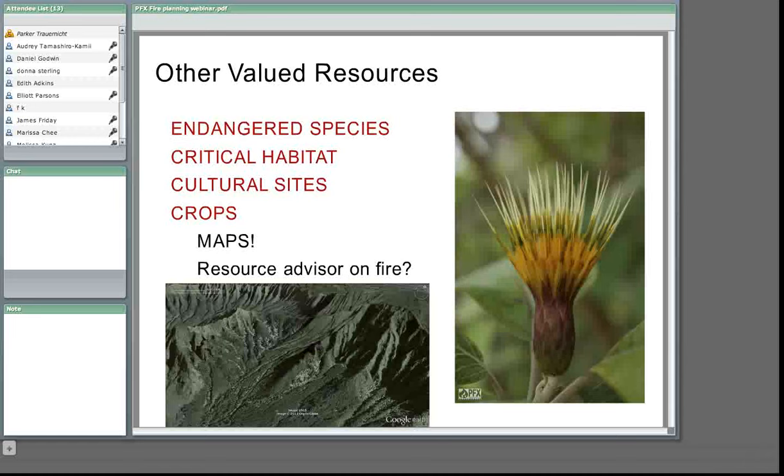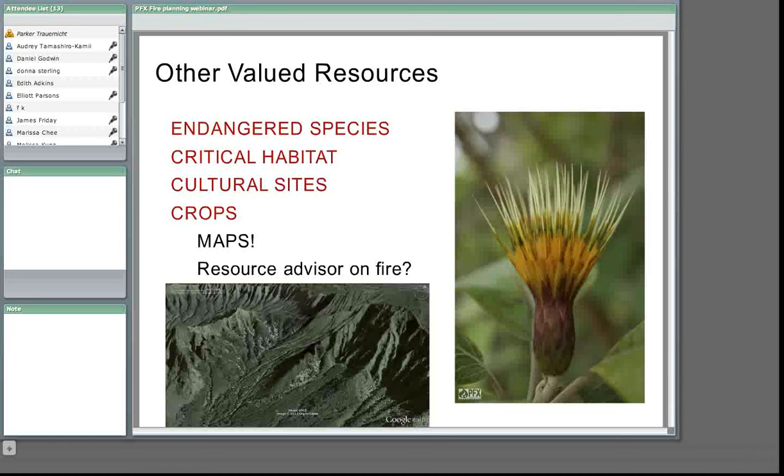They might have a lower priority than human lives, of course, but it's totally valid to communicate the location of these things to firefighters. They will try to protect these areas when it's possible and when it's not endangering people. So it's really critical to indicate where these places are on maps. That can get pretty sensitive with endangered species, for example, putting specific locations, but at least areas of critical habitat.